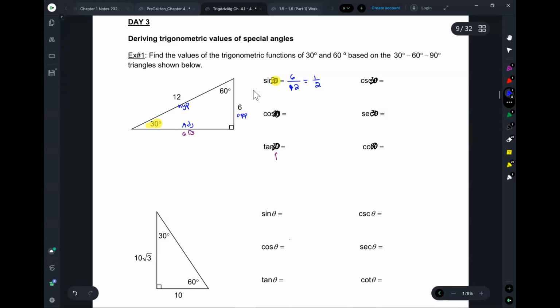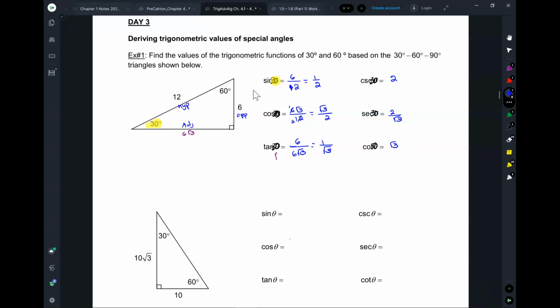So now, if I want sine of 30, that's the opposite over the hypotenuse, which is 12. That's 1/2. Cosine of 30 is the adjacent 6 root 3 over 12. And if I reduce these, I get root 3 over 2. Tangent of 30 is opposite over adjacent, 1 over root 3. And for the other ones, the reciprocal ones, I just take the reciprocal of the ones that I already reduced. So 2 over 1, 2 over root 3 over 1.